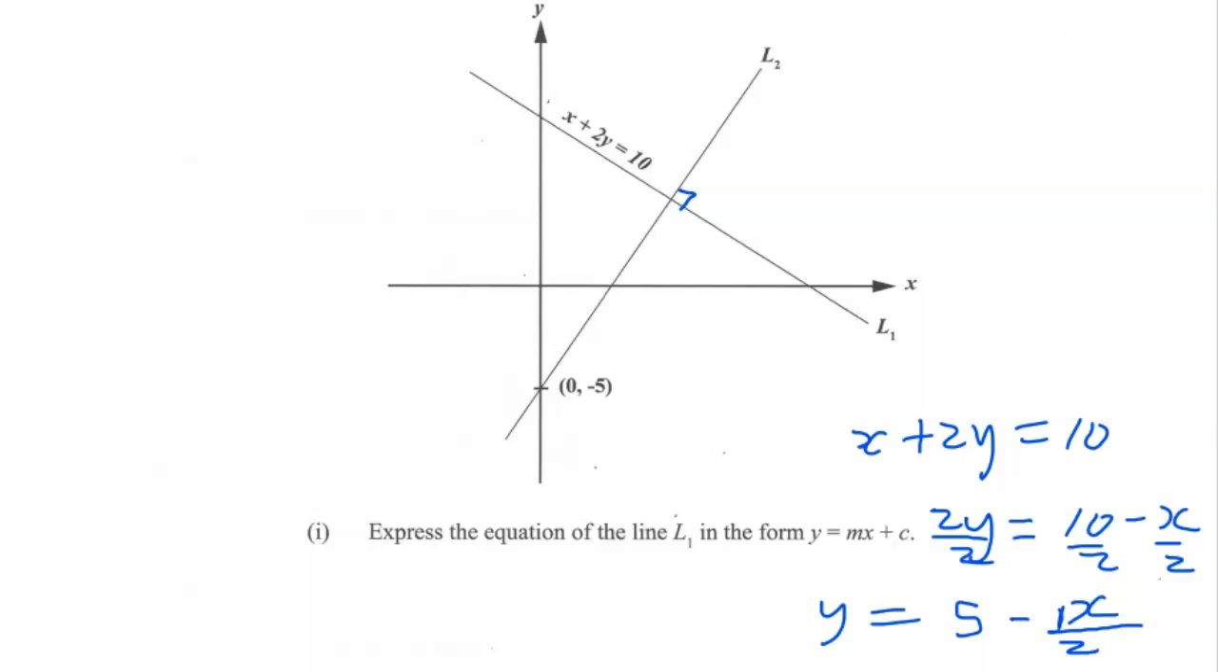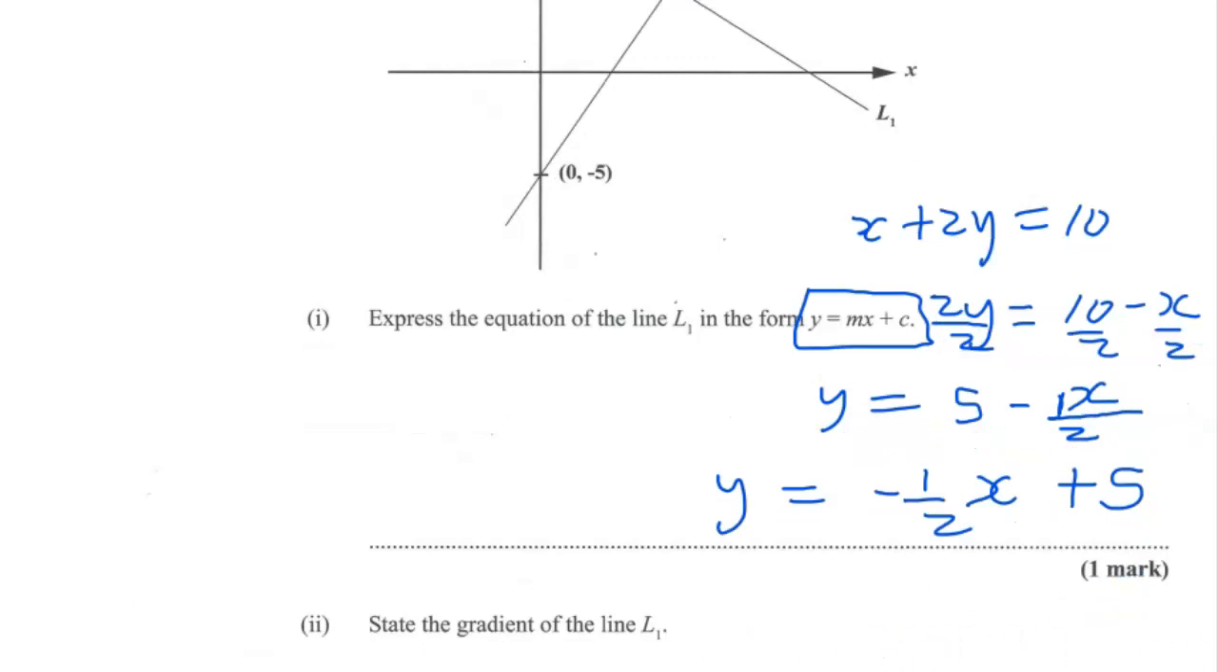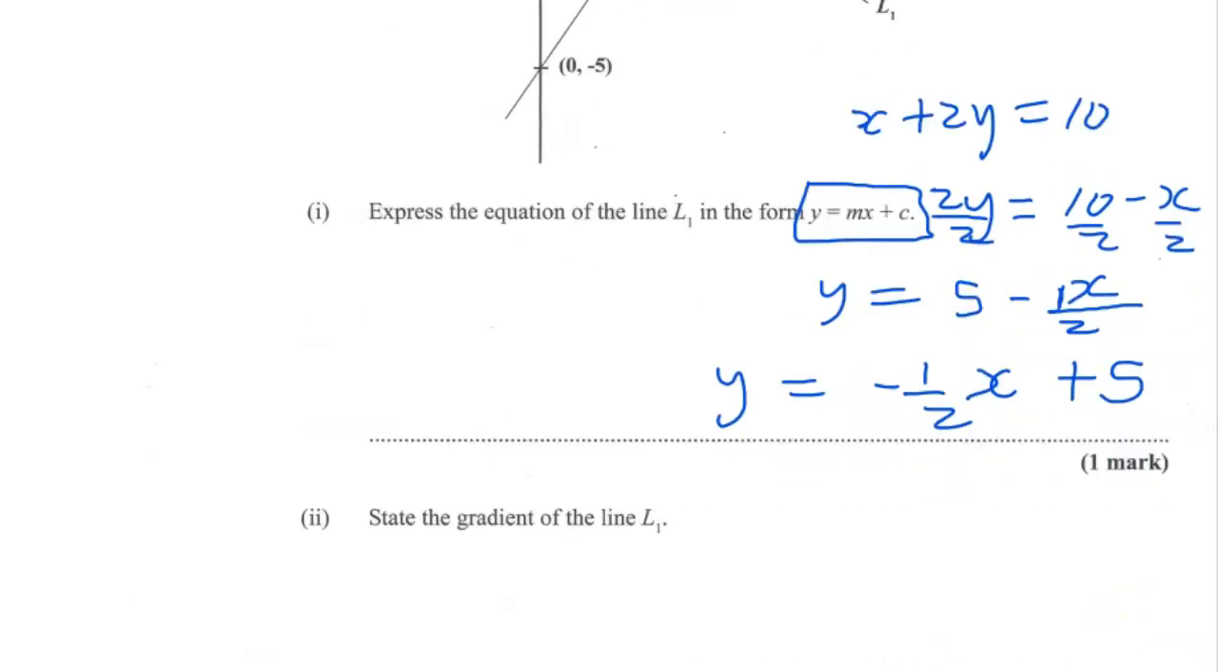If you prefer to put the x in front, you could rewrite this as y equal to minus half x plus 5, to get it in this form. So of course the m is represented by a negative half, and c would be equal to 5. Which takes us to part 2: state the gradient of L1. The gradient of L1, the m here, is equal to minus a half.